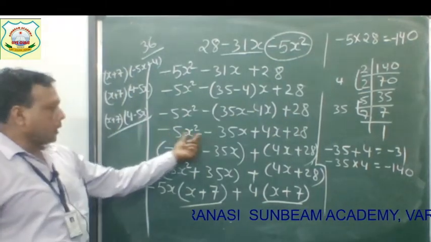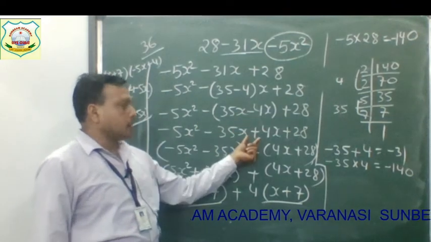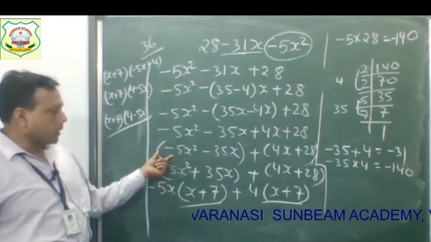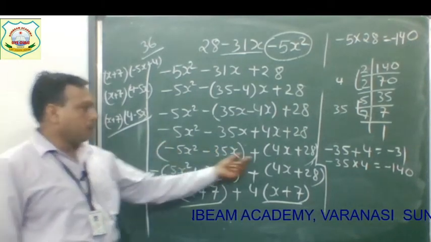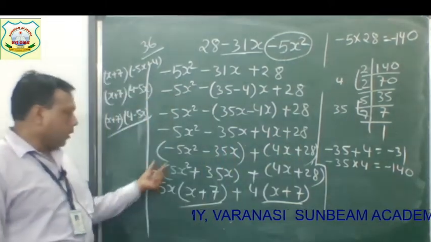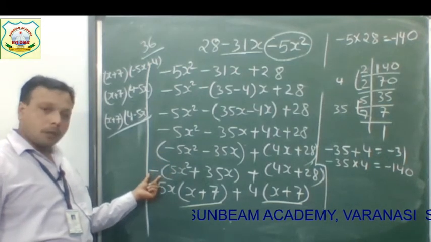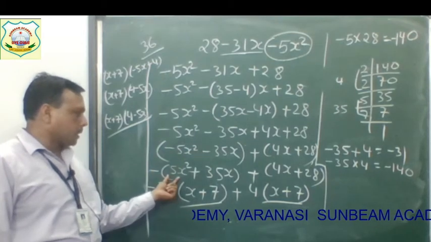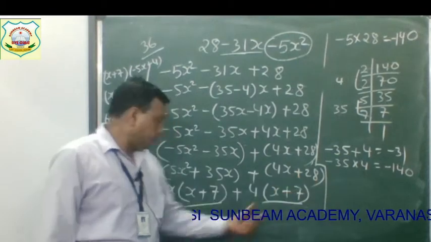Minus 5x squared minus, now open the bracket. When we open the bracket, minus and minus becomes plus 4x plus 28. Minus 5x squared minus 35x, we will make a group, plus 4x plus 28, in a second group. Now we take minus as common from the first group. When we take the minus outside, the signs change. This becomes plus 5x squared, plus 35x, plus 4x plus 28.